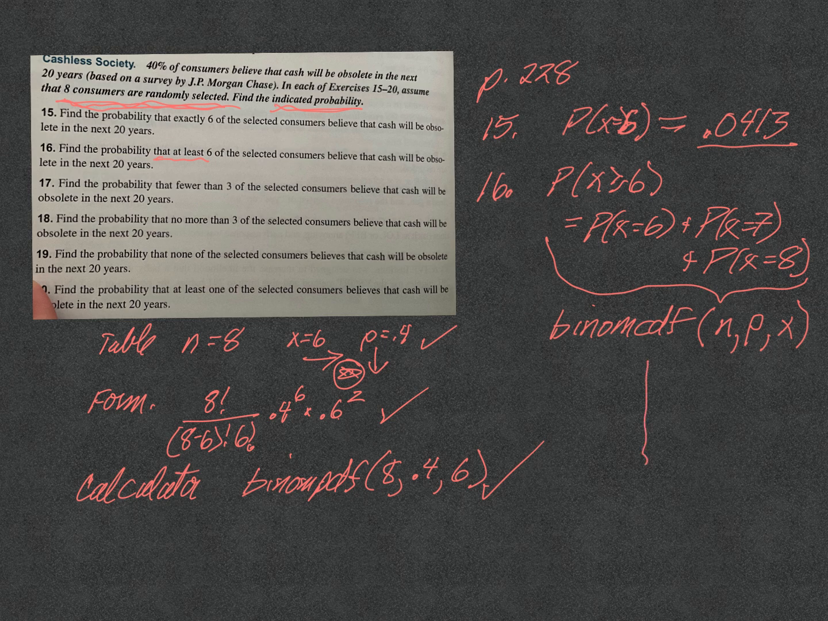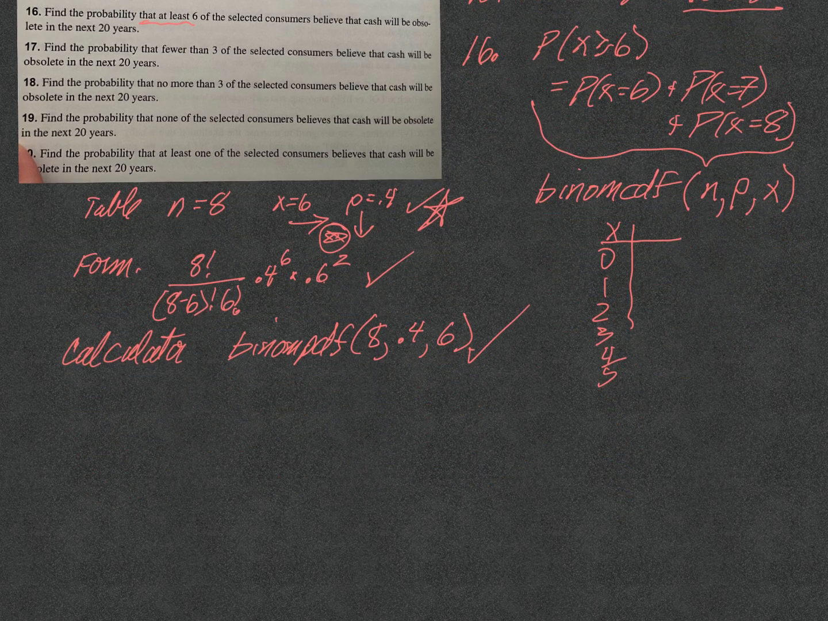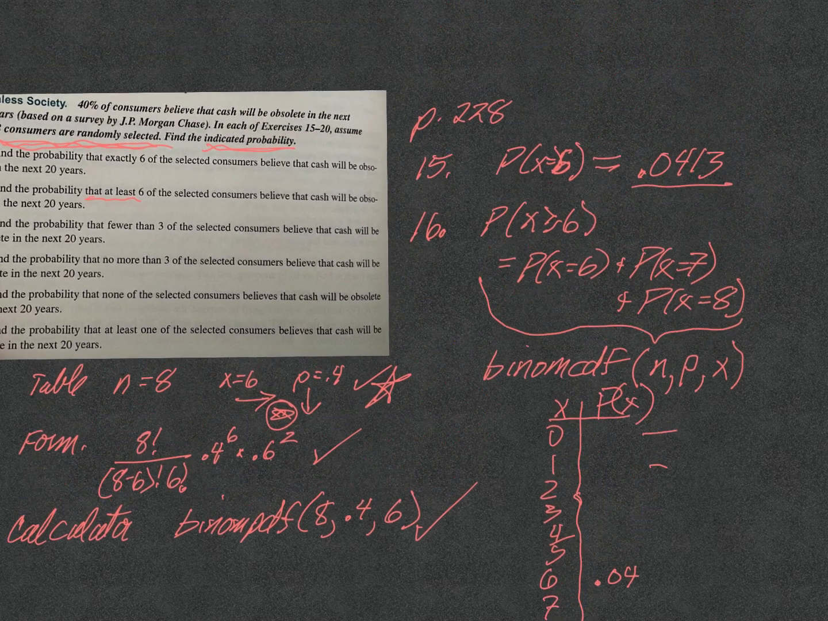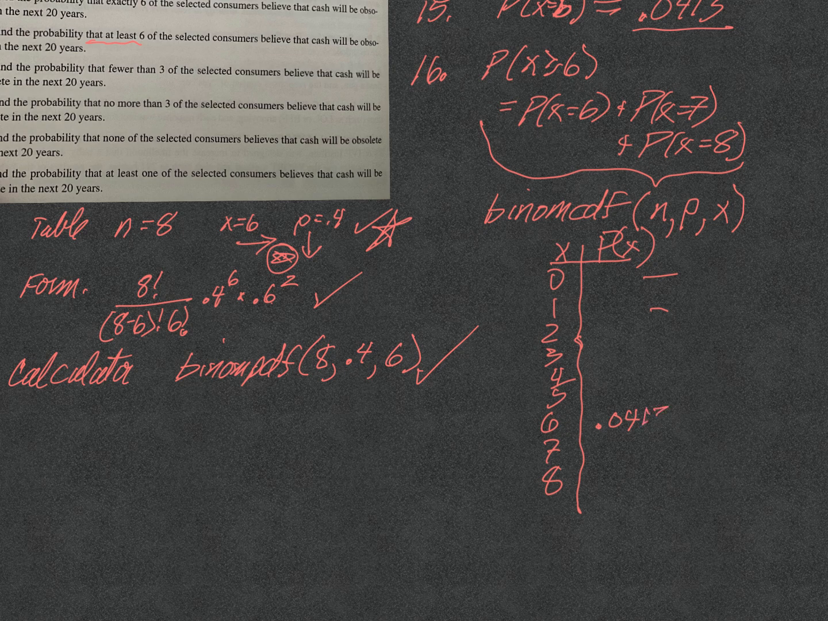Well, if you go back to frequency tables, here's what our frequency table from this table here would look like. 0, 1, 2, 3, 4, 5, 6, 7, 8. We could have all those numbers of successes, and then the probability of x, and we got a probability listed for each one of these. In fact, we know the 6th one, it's 0.0413, and I don't have the others right now, but that's okay.